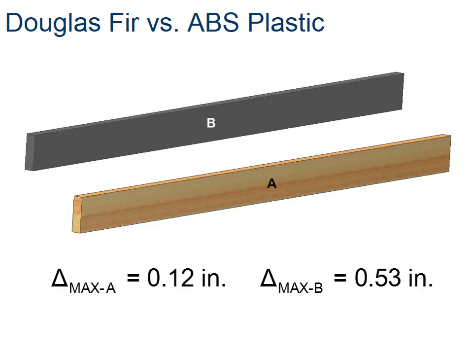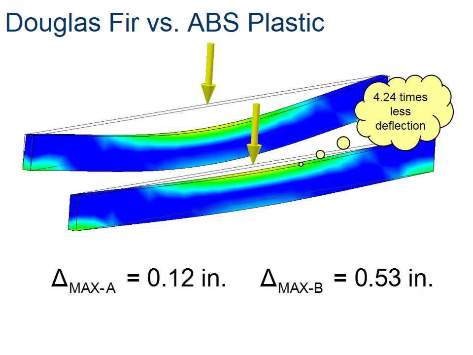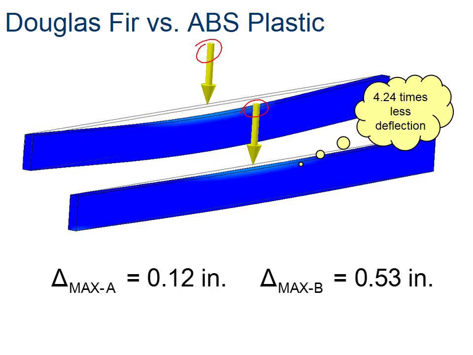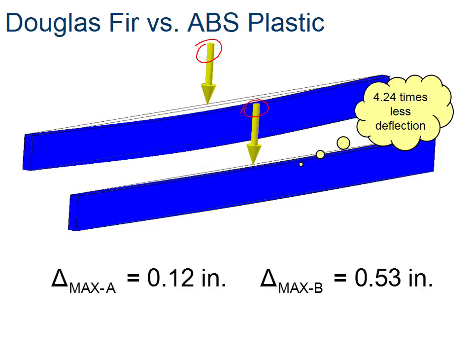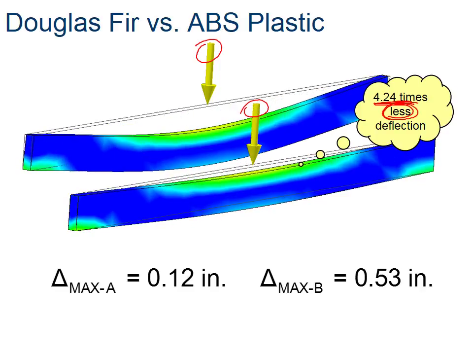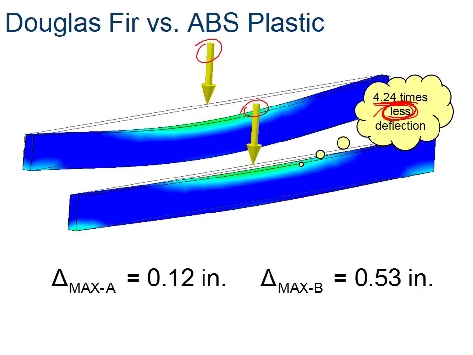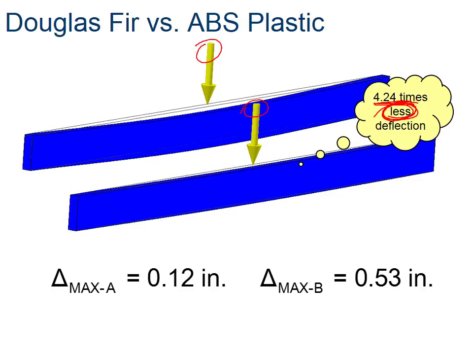So what does that mean to us? Beam A and beam B, they're the same size. The boards look the same, obviously made out of different material. Beam A is going to deflect 0.12 inches. Beam B is going to deflect 0.53 inches. So what that says is, if the same weight is applied here and here, beam A is going to deflect 4.24 times less than beam B. What that means to us is beam B is going to be weaker in terms of flexion. Sometimes you want to account for that. Sometimes you want to have more deflection. Sometimes you don't.